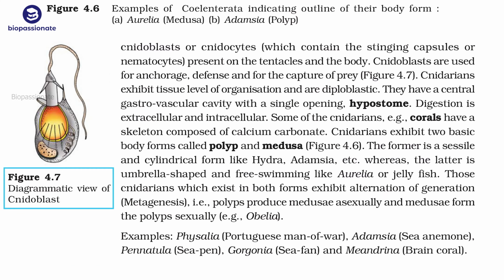4.2.3 Phylum Ctenophora. Ctenophores, commonly known as sea walnuts or comb jellies, are exclusively marine, radially symmetrical, diploblastic organisms with tissue level of organization. The body bears 8 external rows of ciliated comb plates, which help in locomotion. Figure 4.8. Digestion is both extracellular and intracellular. Bioluminescence, the property of a living organism to emit light, is well marked in ctenophores.